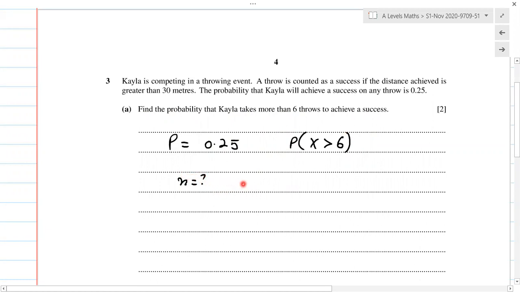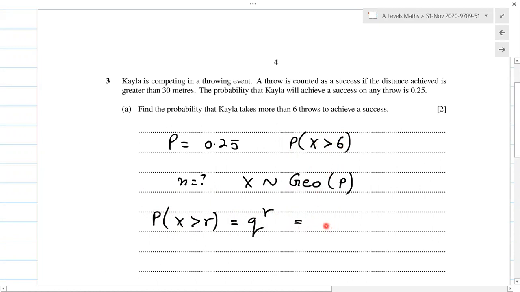So when n is not given, we know that this is a geometric distribution, because a geometric distribution doesn't have any number n of trials, and the geometric distribution is described with only one parameter, which is p. Now for any event where x is greater than r, the probability is the probability of failure to the power of r, q to the power of r. So in this case, we have the probability of x being greater than 6.